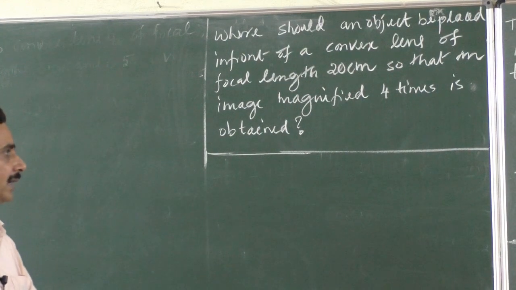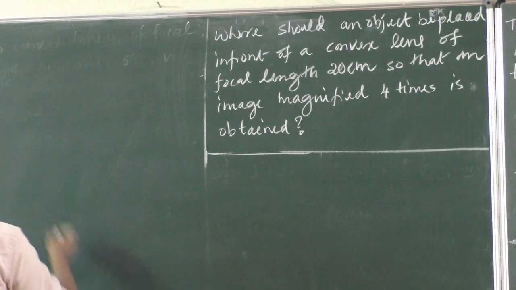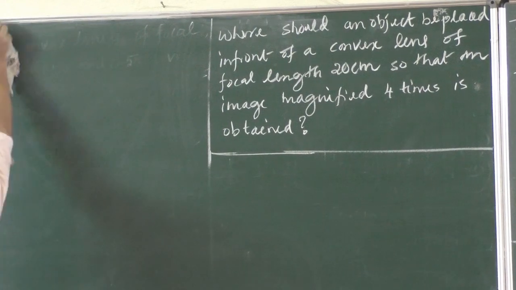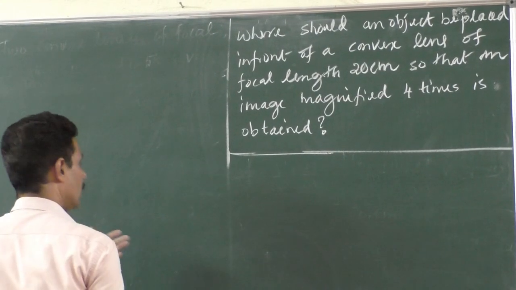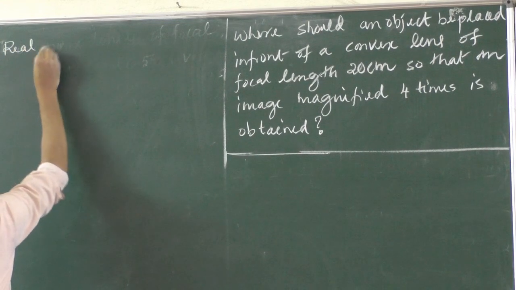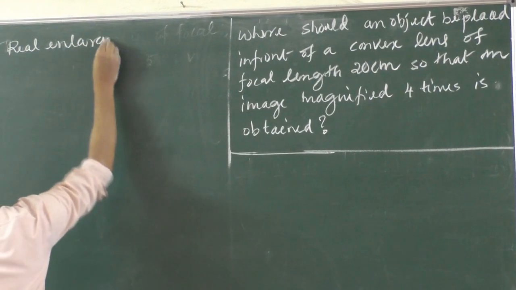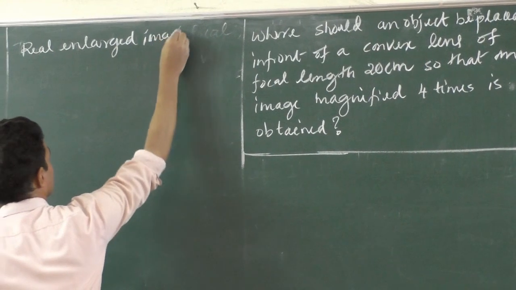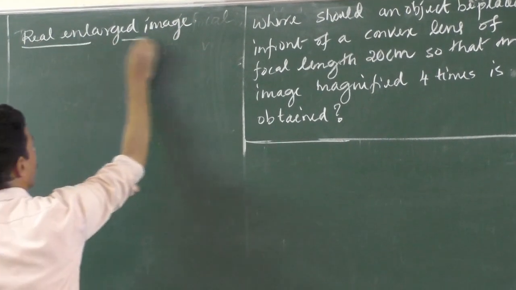That is a real enlarged image. So, shall we discuss both the cases? Now, first of all, we write real enlarged. Since it is not told, we have to take both the cases into picture. Real enlarged image, 4 times enlarged. Now, when will it be formed?